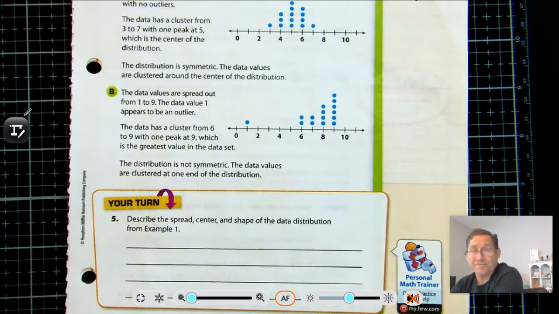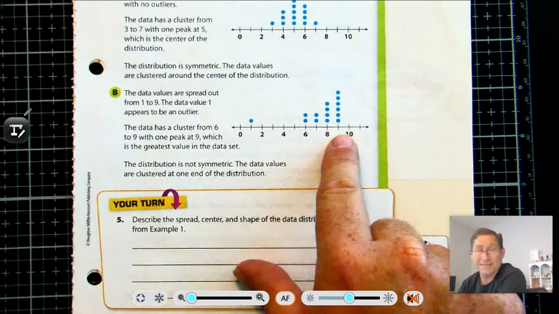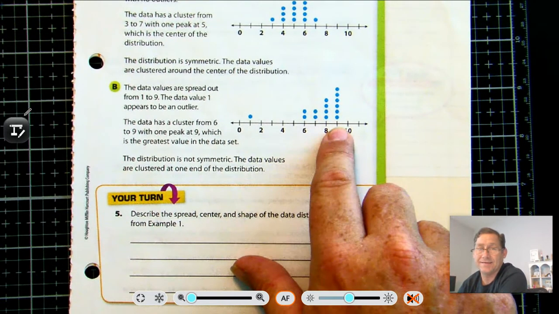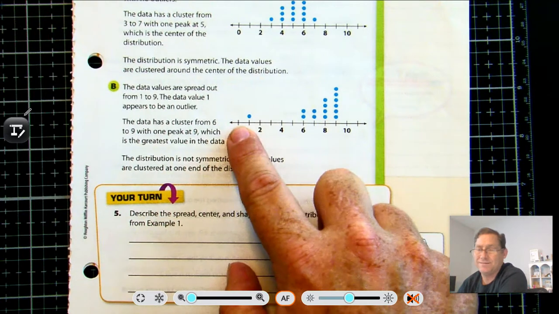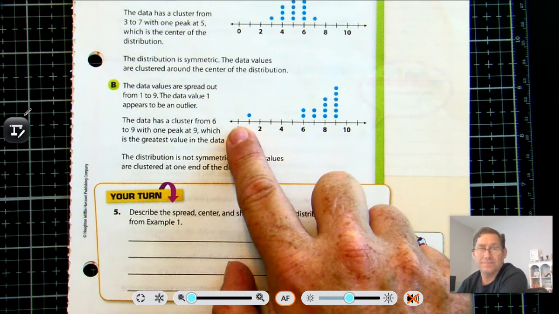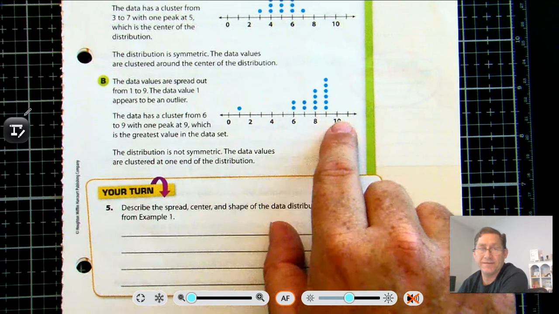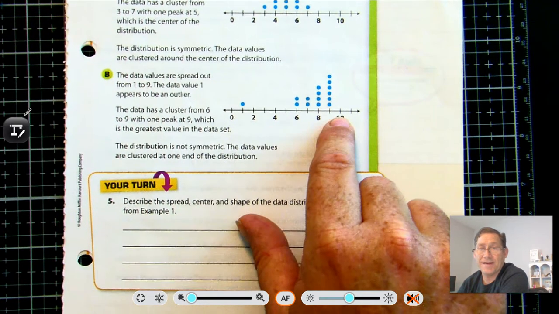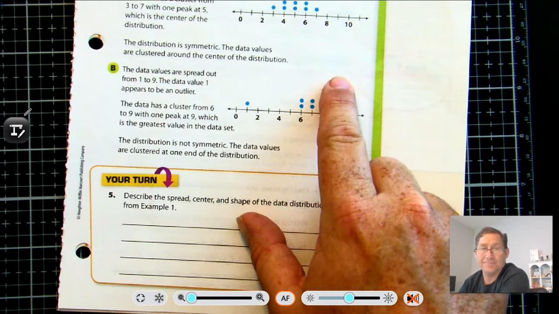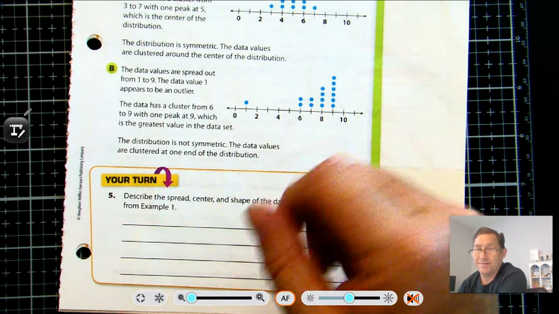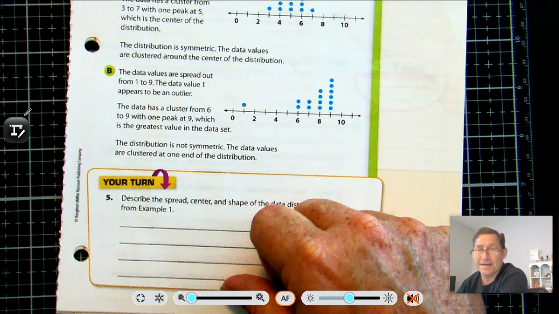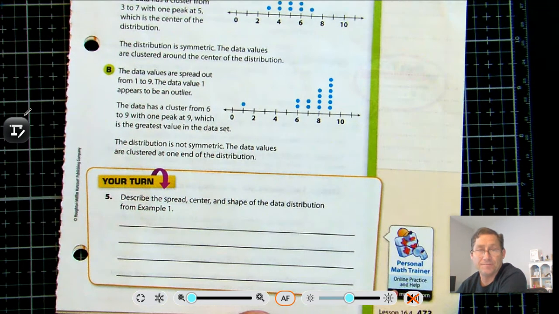All right, now B, these numbers are spread out from 1 to 9, but most of the numbers are from 6 to 9. So this number way over here, 1, that's an outlier. It doesn't appear to be typical of the data. And so it has a cluster from 6 to 9, and it has its peak at 9. And it's not symmetric, right? It's not equal amounts on either side of the center.